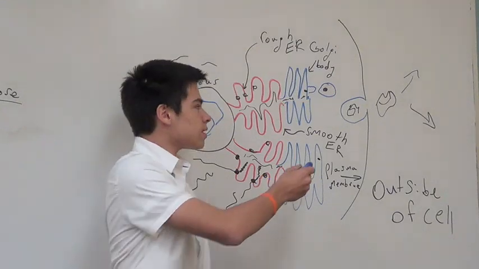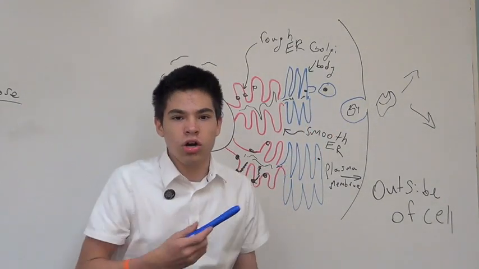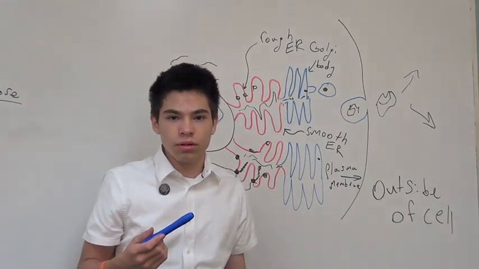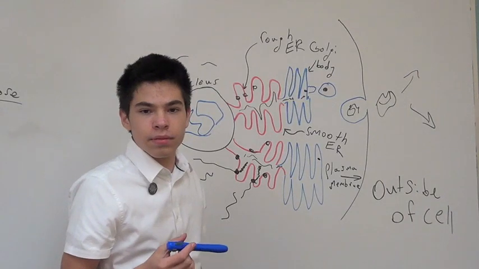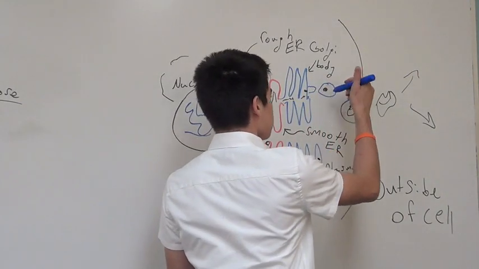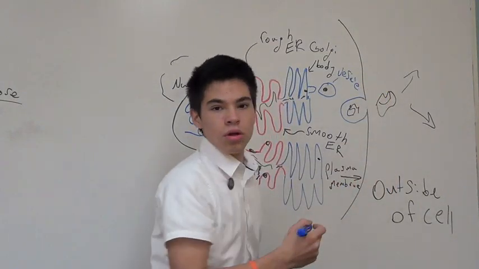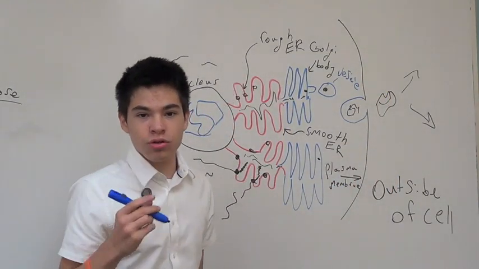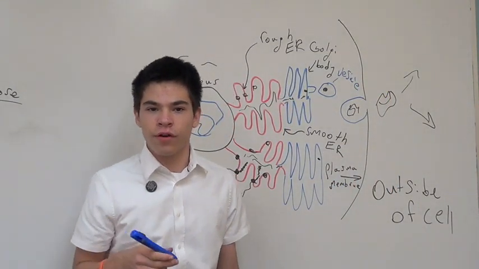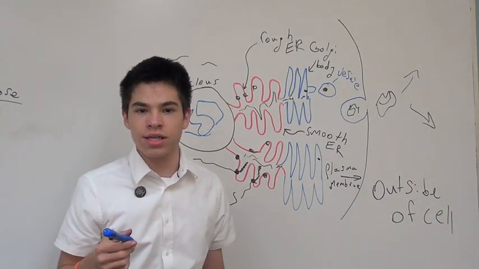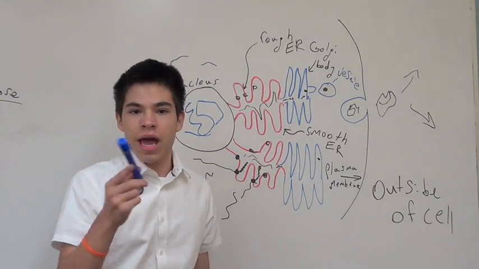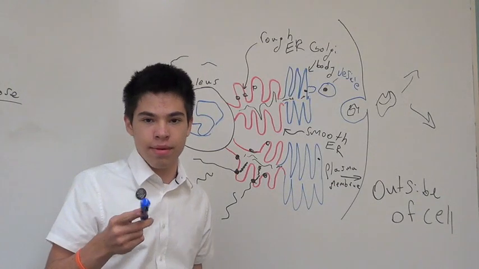Now this structure here is called a vesicle. Let's label that. Okay, vesicle. So you have a vesicle there. And a vesicle is just a really general term for anything small, mostly proteins in the cell, that are floating around and are surrounded by their own little mini membranes.